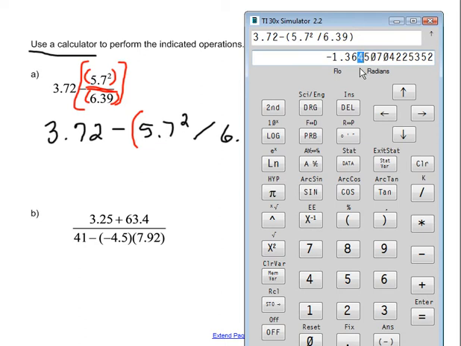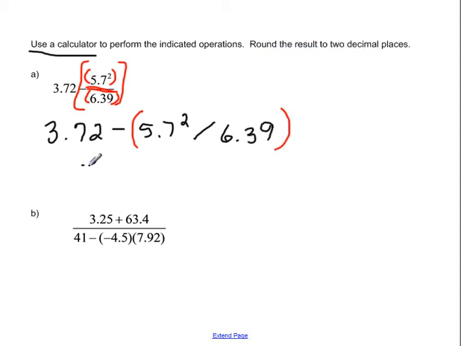We're going to go 3 decimal places out to see how I should round. Because that 3rd decimal place is a 4, my final answer is going to be negative 1.36. Now the second problem, we have to be very careful. We want to be sure our numerator gets held together and our denominator gets held together, because we're not going to be able to use this fraction bar to hold those things together in groups. So we're going to need on our calculator to use parentheses, even though the original problem doesn't use those.